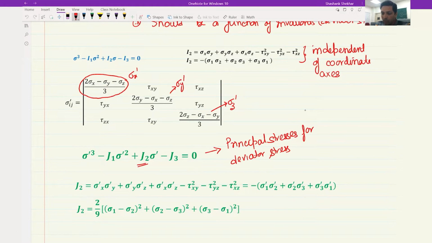would look like this. Where remember, sigma 1 prime would mean (2 sigma 1 minus sigma 2 minus sigma 3) by 3. Sigma 2 prime means (2 sigma 2 minus sigma 3 minus sigma 1) by 3. Sigma 3 prime means (2 sigma 3 minus sigma 1 minus sigma 2) by 3. So this is now your J2, or the second invariant of the deviator stress.